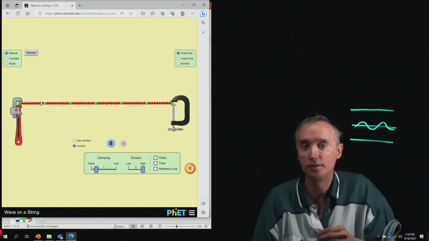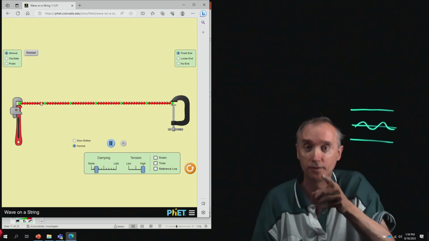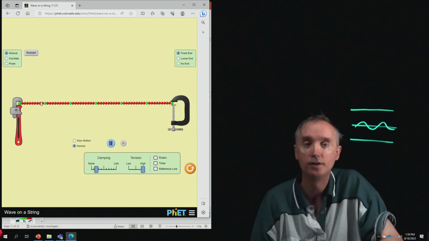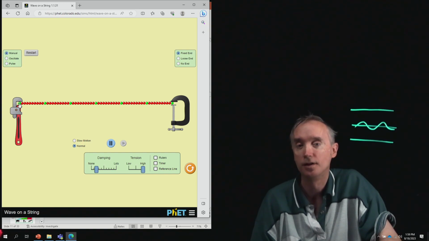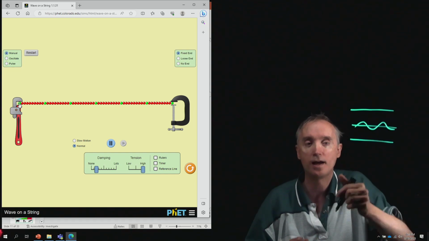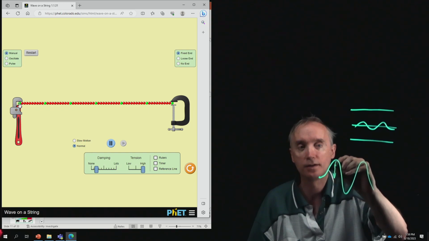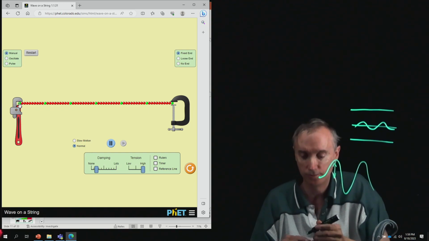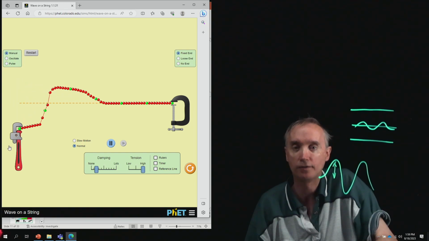In the same way that your light image can be reflected in a mirror, this would be a mechanical wave that can be reflected off of this C-clamp. And then also, you should have noticed something happened to the amplitude. The amplitude was the height of the wave, the distance from here down to here. So look at what happens to the amplitude as the wave is traveling.